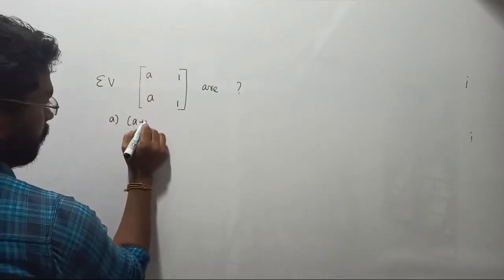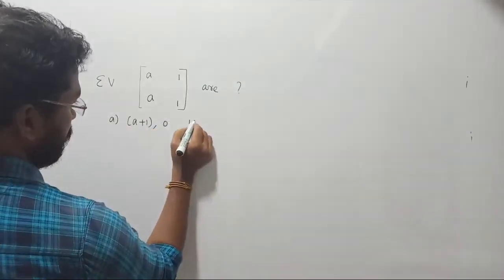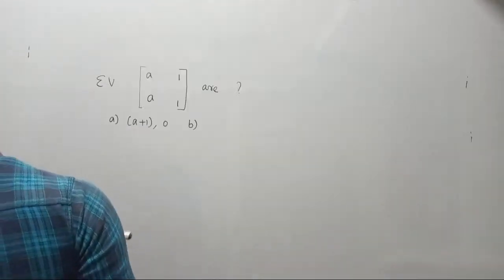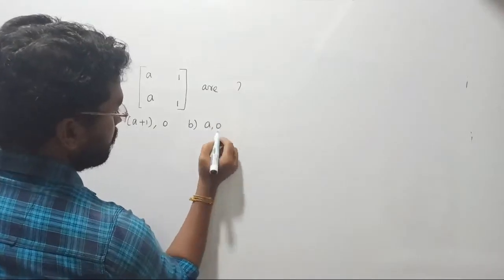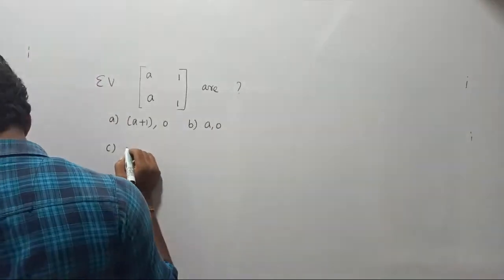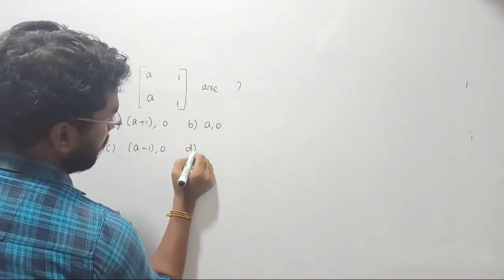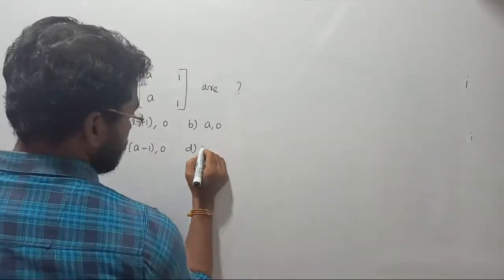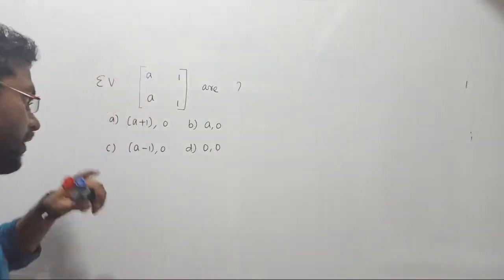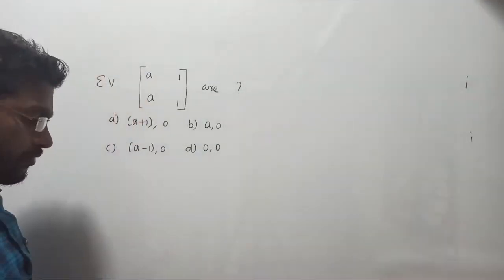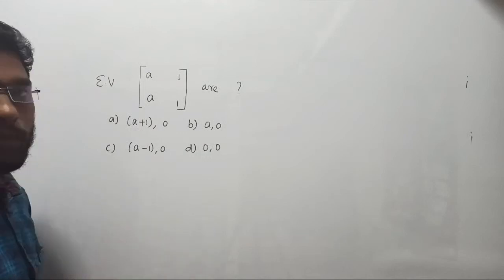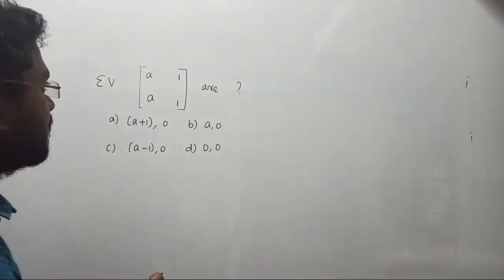Option A, they said A plus 1, comma 0. Option B, A comma 0. Option C, A minus 1 comma 0. Option D, 0 comma 0. So either you can go with the standard procedure or you can also cross check it with the help of properties. Anyway, let's go ahead with the standard procedure.